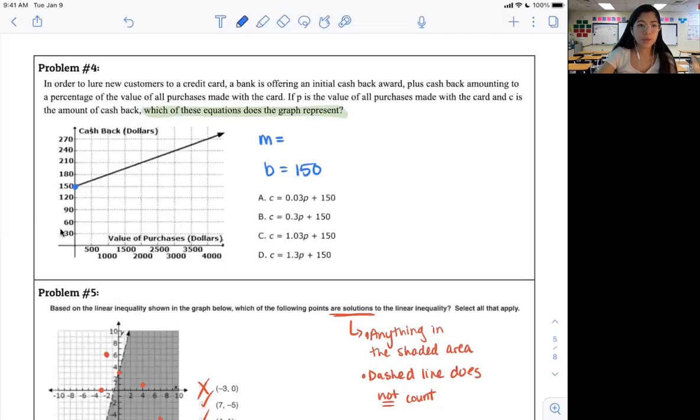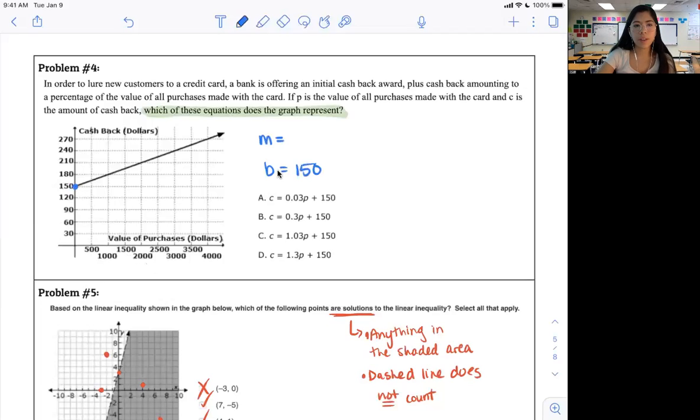Now, slope might be a little more challenging because this isn't a normal graph. This graph is a real world problem kind of graph. So the numbers are increasing by different values. Here it's going by 30s, and here it's going by 500s. So if you're going to do rise over run, you have to be really careful. But if you don't want to do rise over run, this is the type of example where it might be easier to use the formula. And I'll show you why in just a moment.